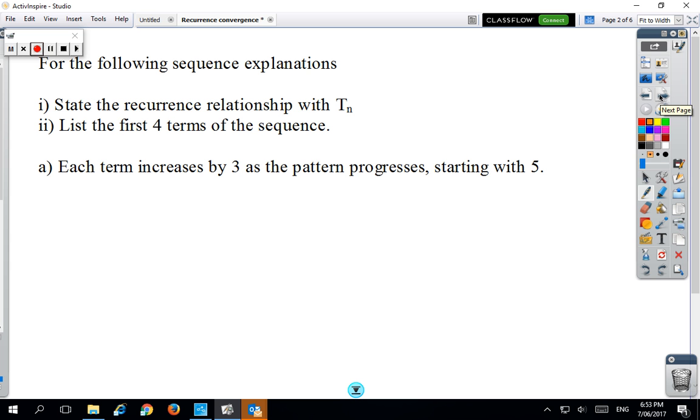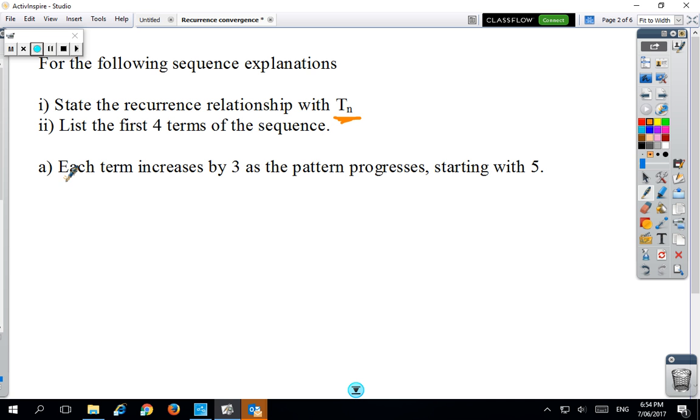So these are questions that are based on the material that was put up on Moodle for revision. I've just changed some of the numbers so you can then go back and do the revision and get as much as you can out of that. So let's try and make some recurrence relationships. And then we're going to use the relationships to find the first four terms of a sequence. So this is us making recurrence relationships.